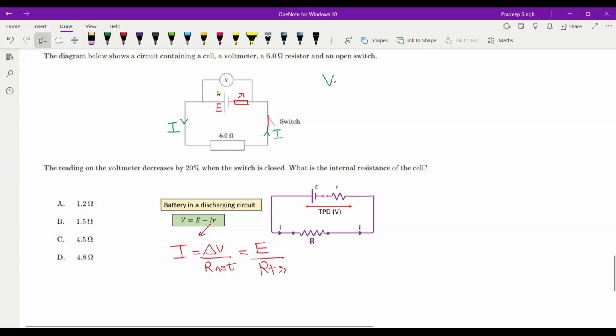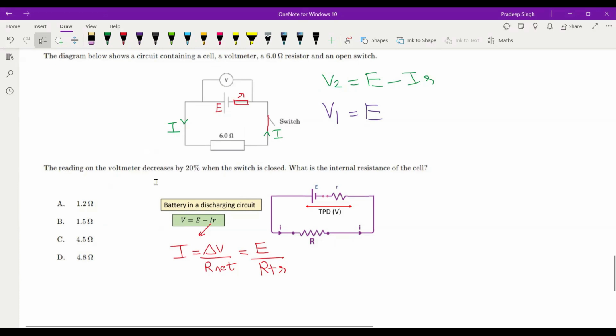So case 2, let's write V2. V2 stands for the voltmeter reading in the second case, and that is the terminal potential difference, that is E minus I into small r. In case 1, when the switch was open, switch open means current is equal to 0. So if we put current equal to 0 in this expression, the terminal potential difference is equal to the EMF itself. So in case 1, let's write V1. V1 is the potential difference across the battery in an open circuit. So that is equal to E.